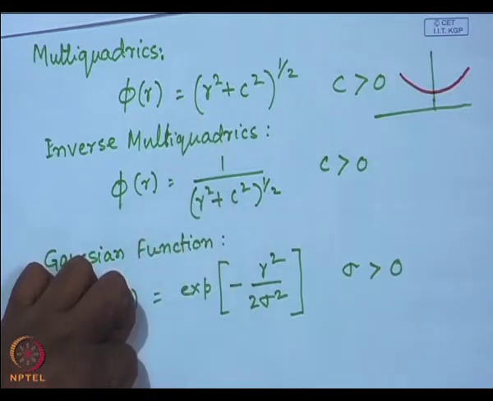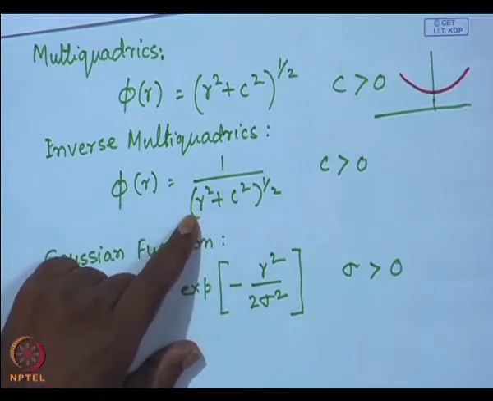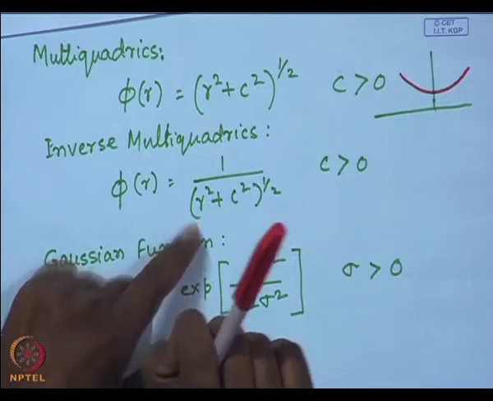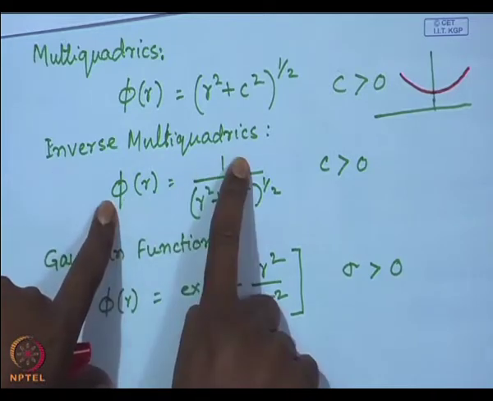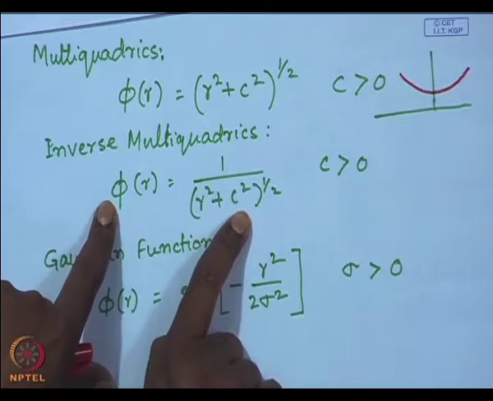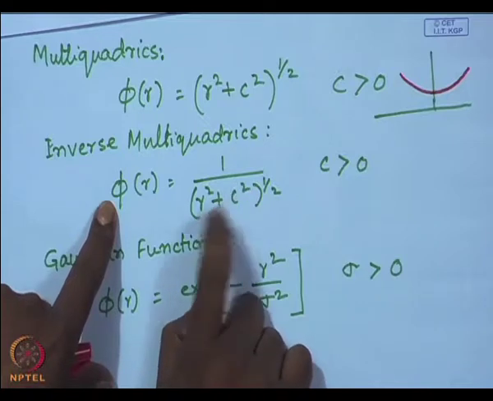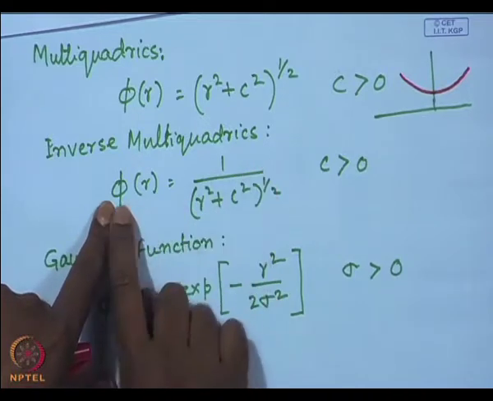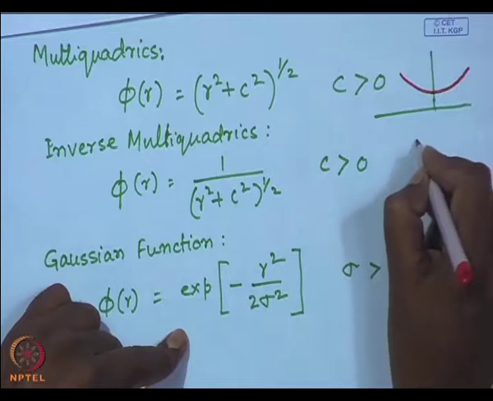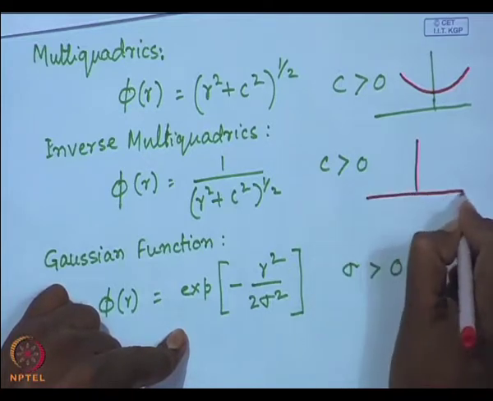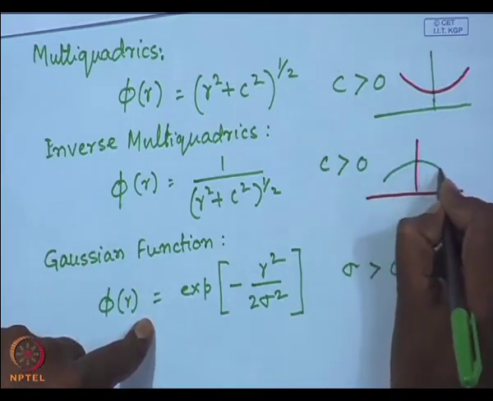When you go for the inverse multi-quadrics at r equal to 0, that means when the point x and the point t coincide, that is at the receptor point, the value of the inverse multi-quadrics is, sorry, this is the maximum, which is nothing but 1 upon c. And as r goes on increasing, the value of the radial basis function goes on decreasing. So, the nature of the function with inverse multi-quadrics will be like this, just inverse of multi-quadrics.